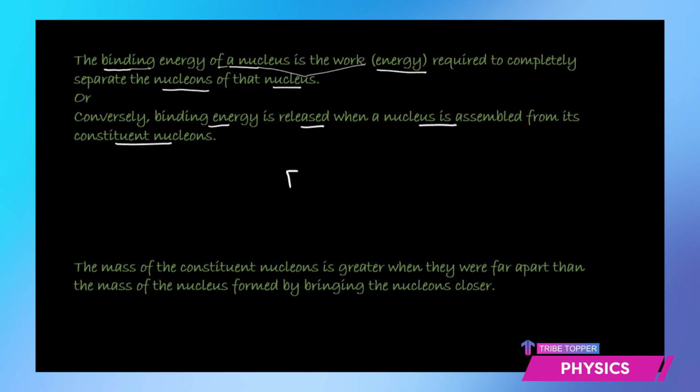And this energy is given by the famous Einstein's relationship E is equal to mc square. And here a new term will be introduced, that is mass defect, because so far we have always considered the mass to be a constant thing. But you are going to learn that the mass of the constituent nucleons which form the nucleus is greater when they are far apart than the mass of the nucleus formed by bringing the nucleons closer.